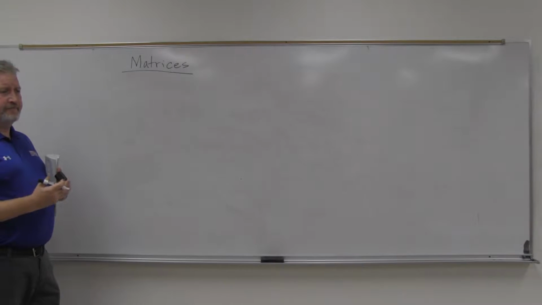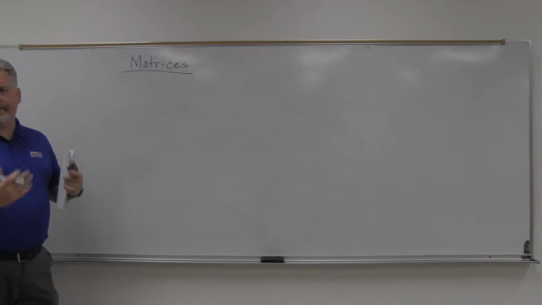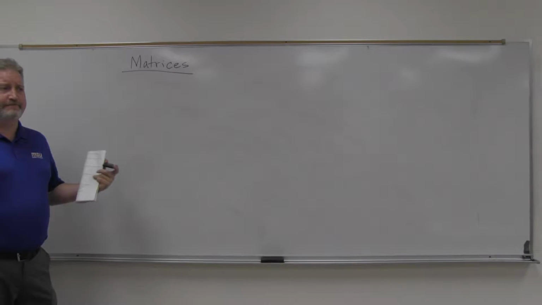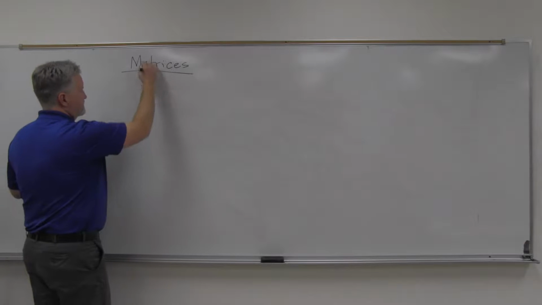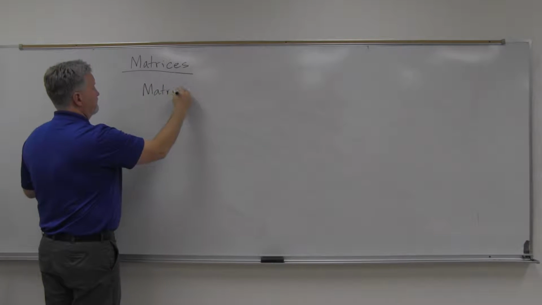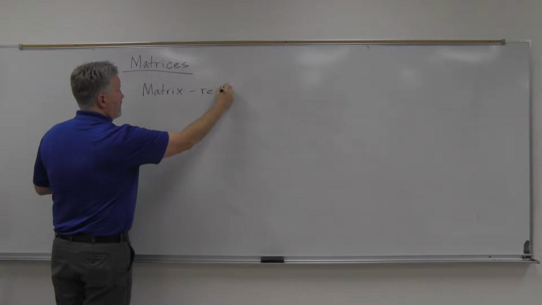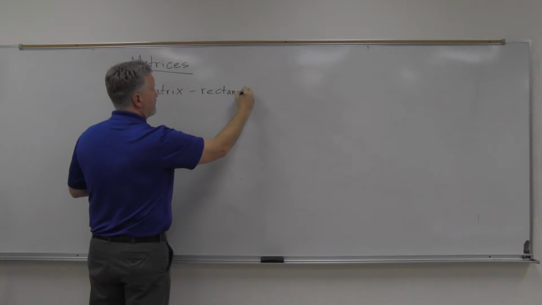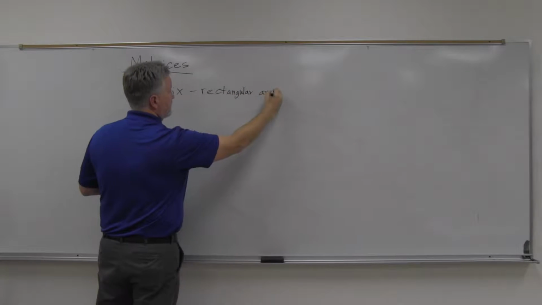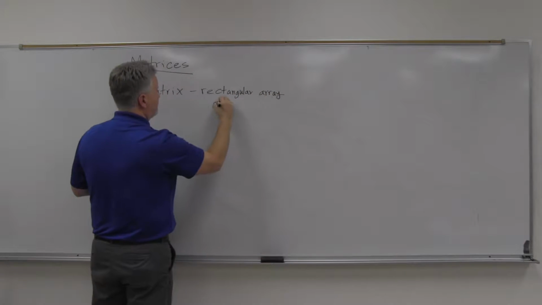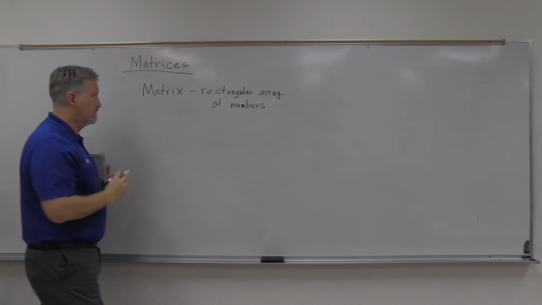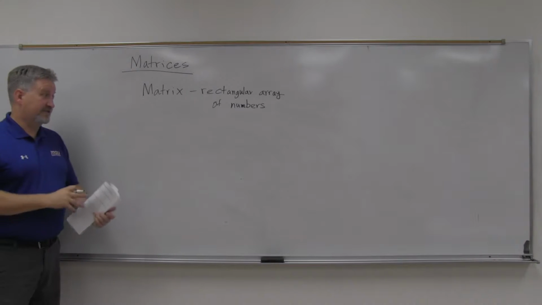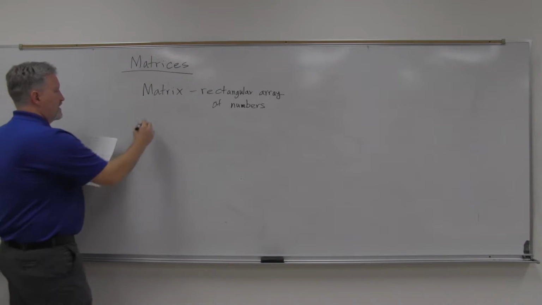A matrix is, they call it in the book, a rectangular array of numbers. Matrices is the plural of that. Rectangular array of numbers is what a matrix is, and so let me just give you a couple of examples.